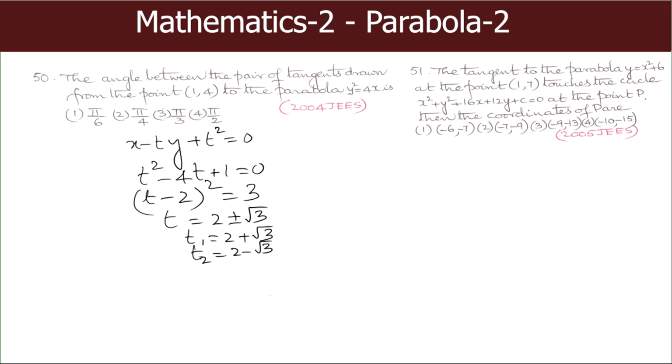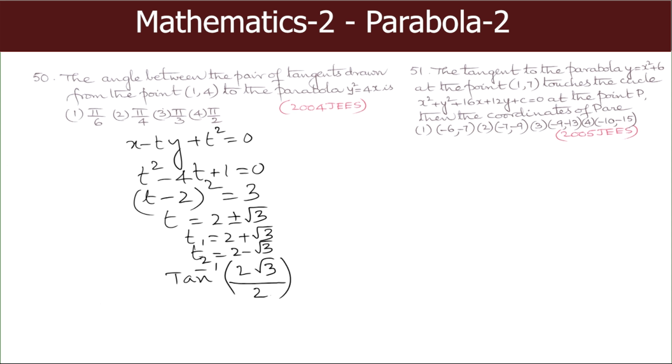Okay, these are t1 and t2. So what is the angle between them? The slopes are 1/t. So 1/t is the slope: 2 minus √3 is one tangent slope, and 2 plus √3 is another tangent slope. So the angle between them is arc tan of the difference of the slopes over one plus the product, m1 minus m2, 2√3, by 1 plus m1 m2.